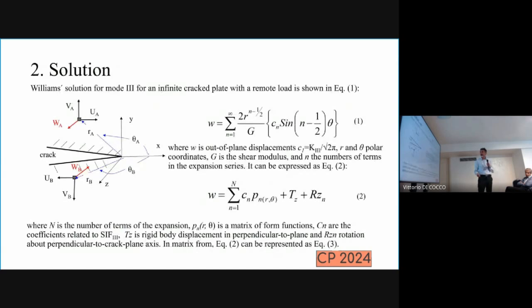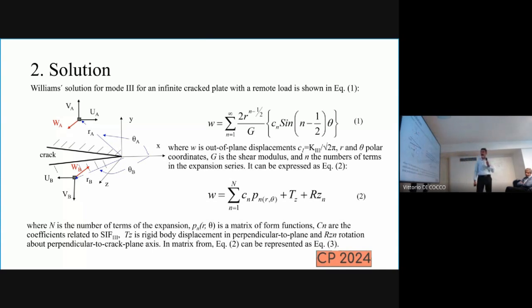So the solution I propose is based on the Williams solution for displacement fields in mode 3. Here we have the crack. The coordinate system is located at the crack tip, with the x-axis aligned with the crack growth direction. For example, if you have two points A and B with displacements measured, U parallel to the crack direction, V perpendicular, and W out of plane, of course, you can see that points on opposite sides of the crack show different signs in displacements.